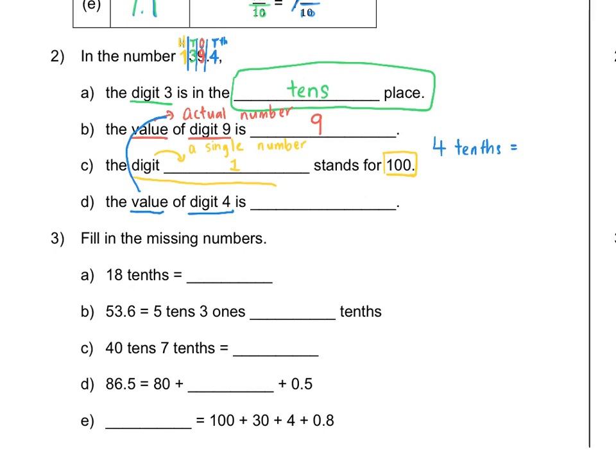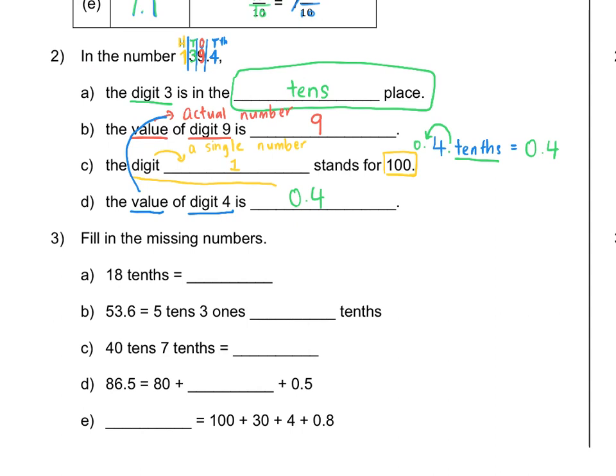Okay, so from what we have learned last lesson, whenever we see tenths, that means the decimal point moved 1 decimal place forward, and the answer should be 0.4. This is the answer for part D.